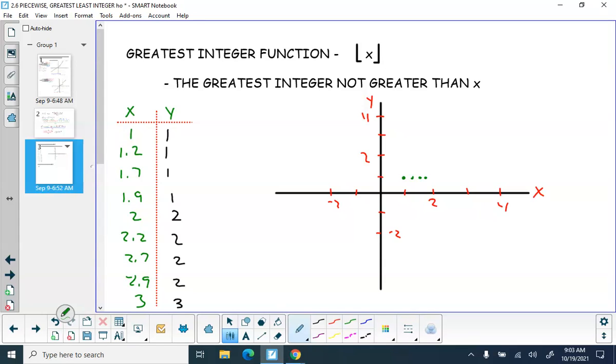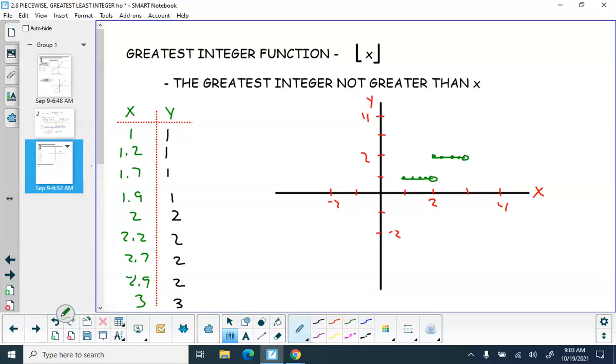What do you think happens at the endpoint here? An open dot. And I have a line. Then I do the same thing with the 2's. When I'm at 2, I hop up to 2. 2.2, I'm at 2. 2.7, I'm at 2. 2.9, I'm at 2. 2.99, I have 2. And then we get our open dot. And we follow this pattern throughout.